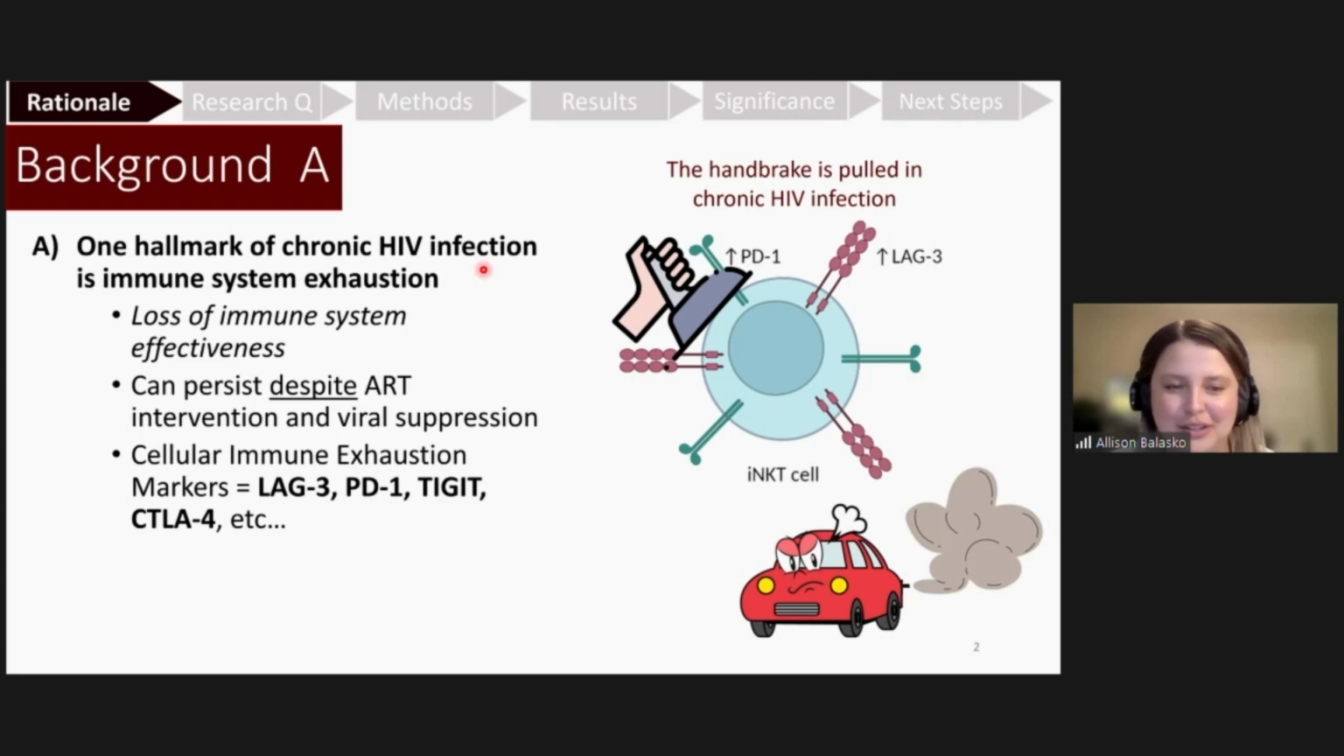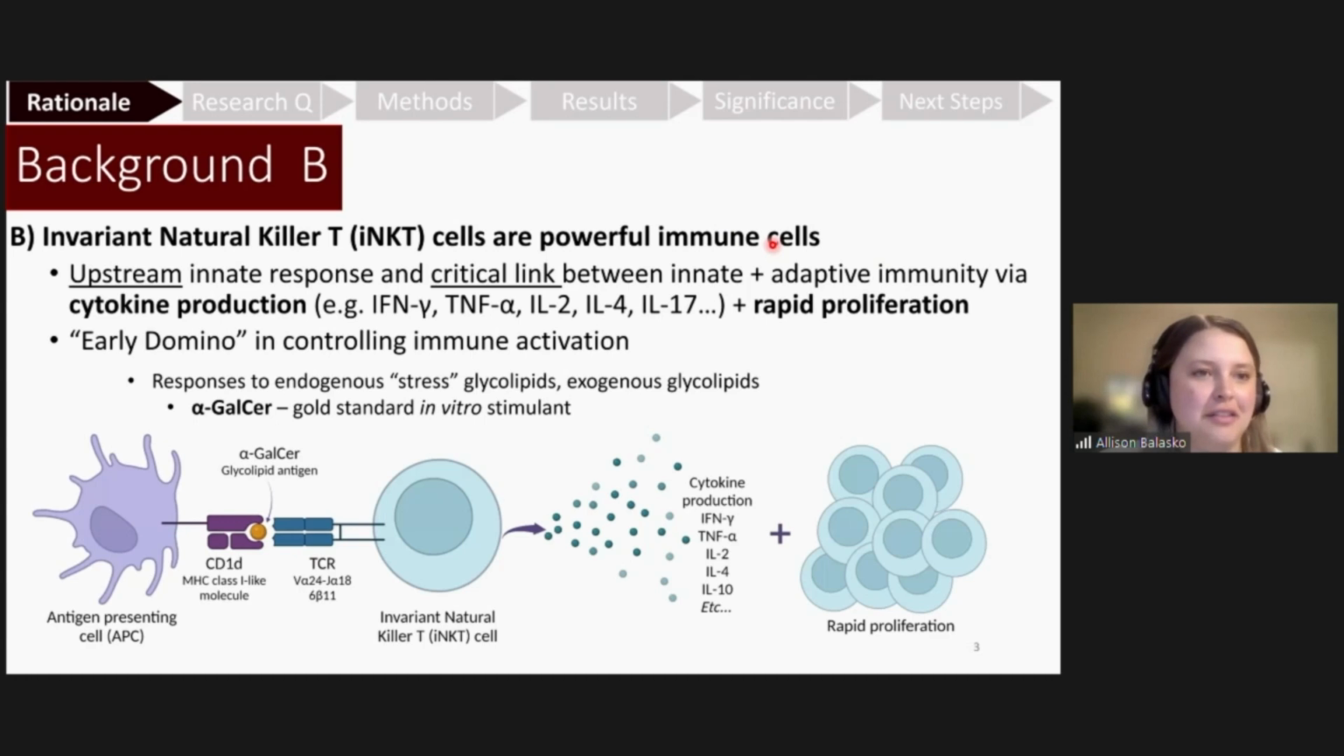So if you think of, you're sitting in your car driving down the highway with your handbrake pulled, you're never going to reach your full speed that you want to. Your car's going to be working a lot harder to try to get there. So basically that's what's happening in this immune exhaustion phenomenon in people living with HIV. There's these exhaustion markers, the LAG3, PD1, TIGIT, CTLA4, all these acronyms. They're these handbrakes pulled on the immune system cells. So that's a problem that we're facing right now in chronic HIV infection.